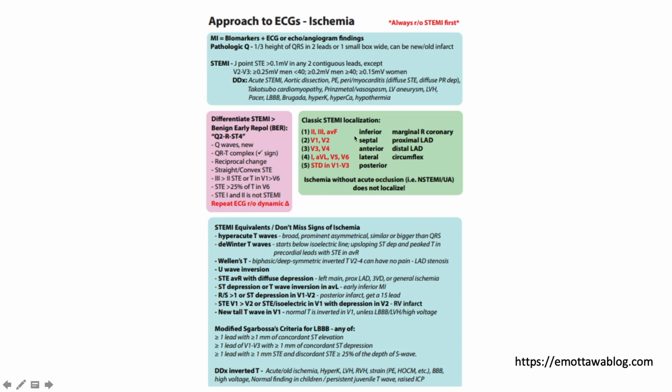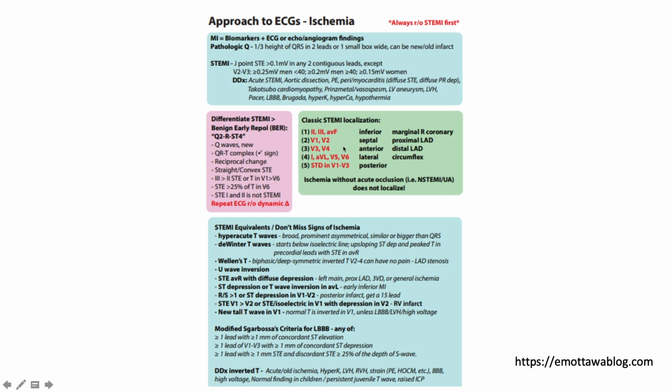So we know that there are different territories of different vessels. The inferior territory is leads 2, 3 and AVF, and that's supplied by the right coronary artery. But watch out, because the right coronary also supplies the sinus node, so inferior MIs can complicate with bradycardia. And you do want to do your right-sided leads, your V4R, in the setting of an inferior MI, or else you're going to miss a right ventricular infarct. And we know that right ventricular infarcts are preload dependent. So please hold your nitrate, please hold your morphine, and give your IV fluids.